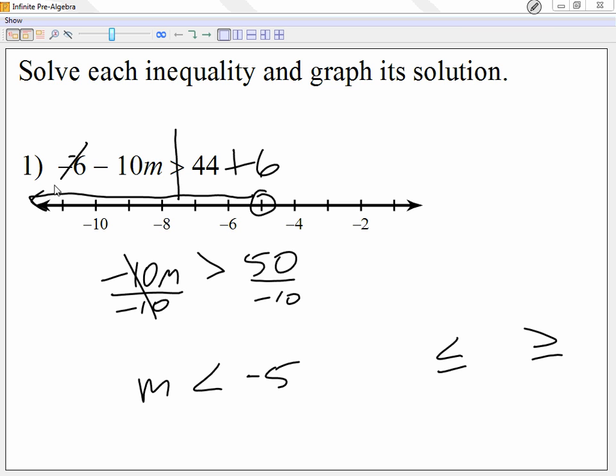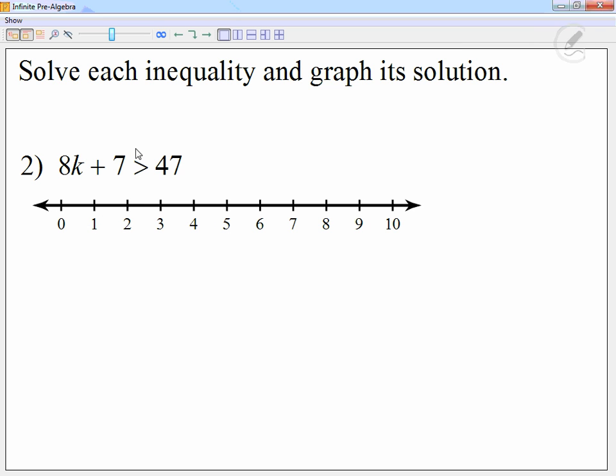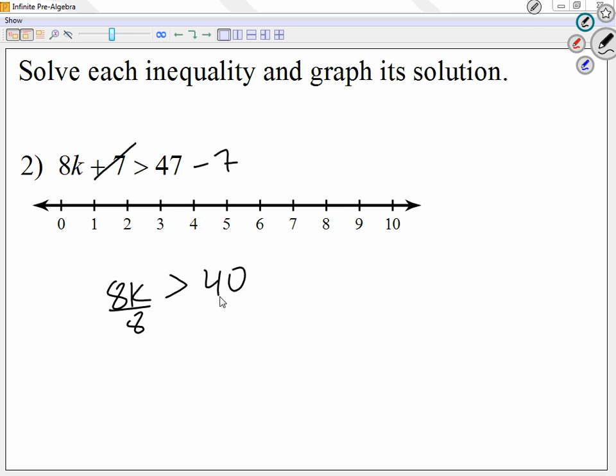Let's take a look at another one. Take a look at number 2. My plus 7, I'm going to move it to the right as a negative 7. So I have that 8k is greater than 40. Now let me divide by 8. So I'm going to get k is greater than 5. I did not flip the sign because I divided by a positive 8. So my important number is 5. In this case, I go towards the right. Right, k is greater than 5. Everything to the right of 5.